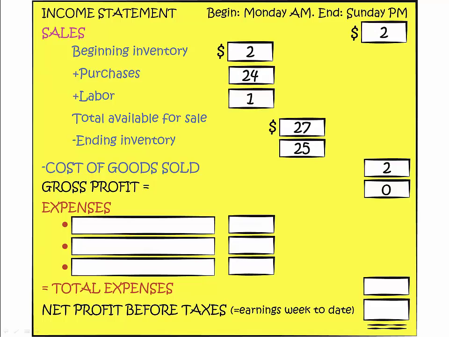The $1 labor charge gets added under inventory because it is a cost related to manufacturing your goods. The value of the labor is tied up into the finished goods, the batch of lemonade that your sister made, and it should not be expensed until we sell that batch of lemonade. This brings the value of total available for sale up to $27.